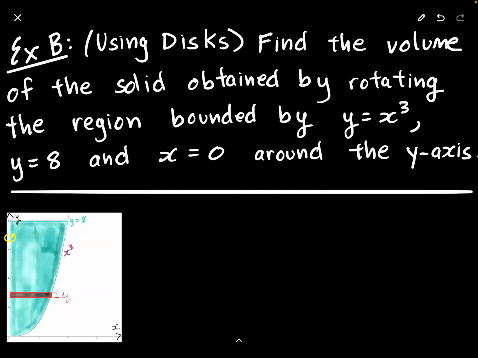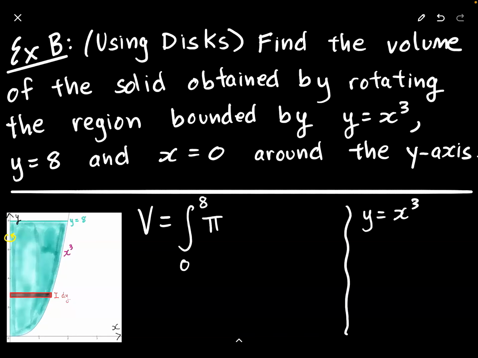In this case, we're rotating around the y-axis, so we can draw a representative rectangle perpendicular to the y-axis. So here you can see it has a very small width dy. So our integral will be with respect to y. The integral will be from 0 to 8, pi times the radius squared with respect to y.